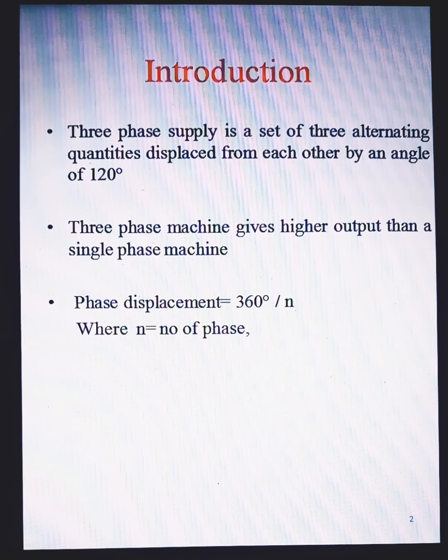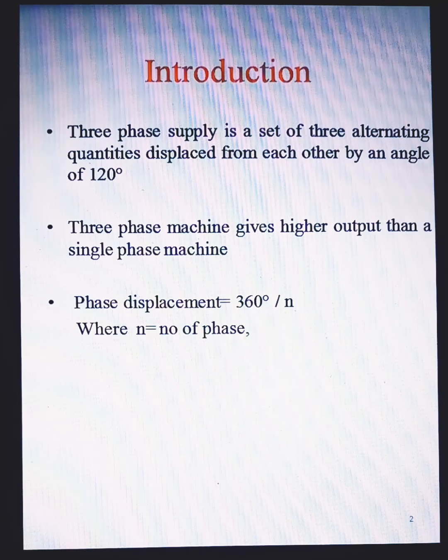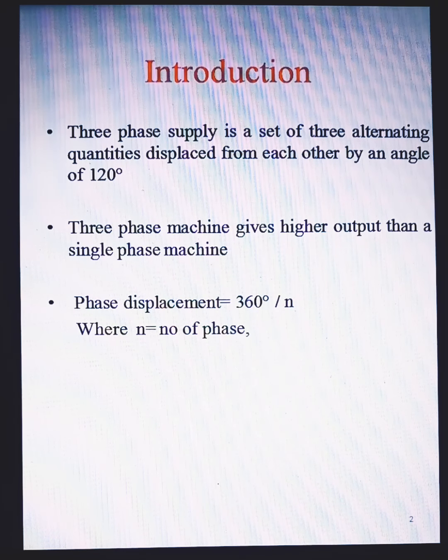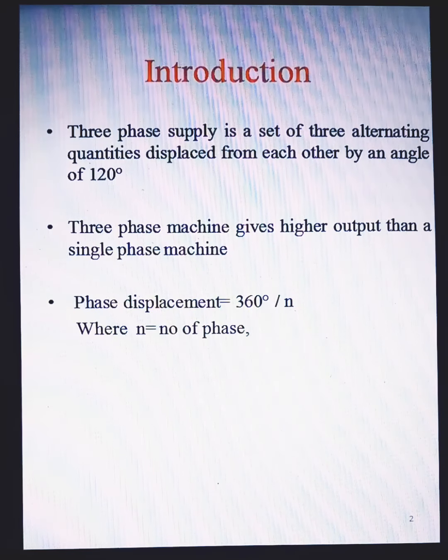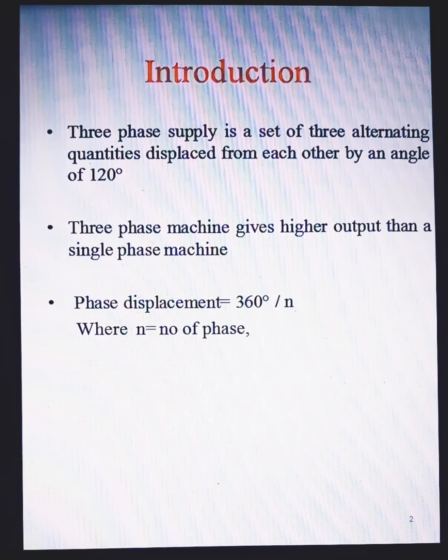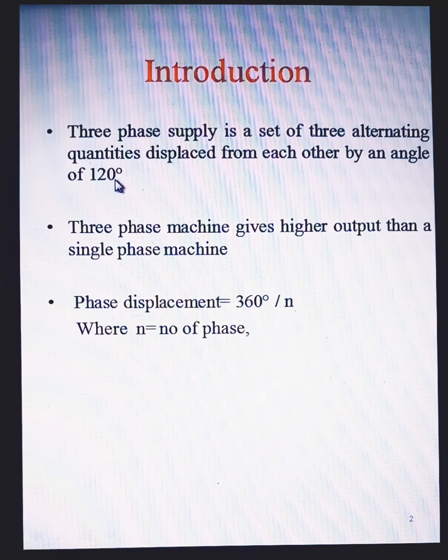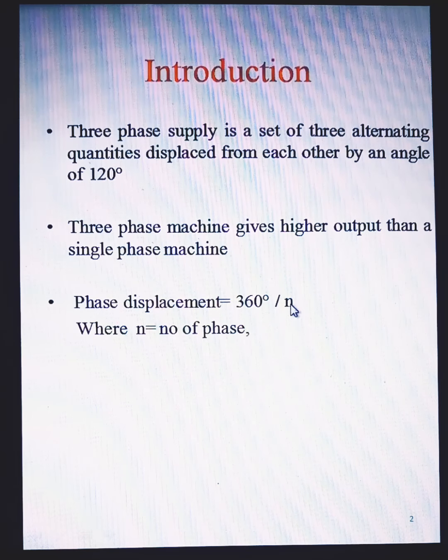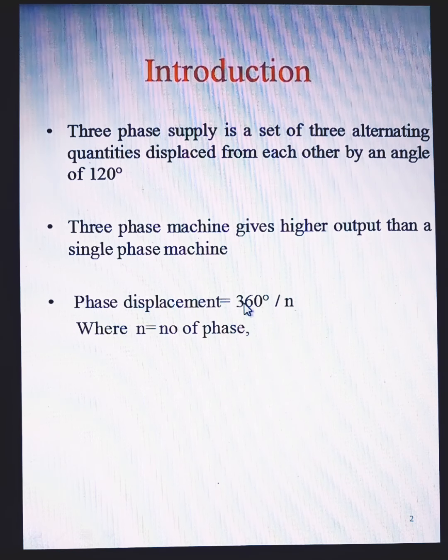The major difference between the single phase and the three-phase is that the single phase contains one conductor and one neutral wire, whereas the three-phase supply uses three conductors and one neutral wire for completing the circuit. Those three conductors are mutually displaced by an angle of 120 degree. That phase displacement is calculated by using the equation 360 degree divided by n, where n is number of phase. In three phase, n equal to 3, that is 360 degree by 3 equal to 120 degree.